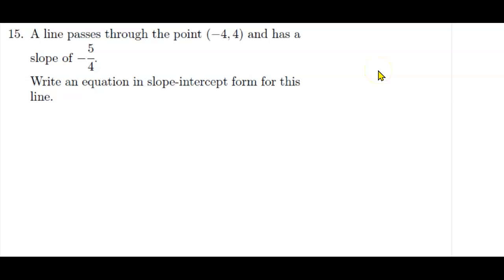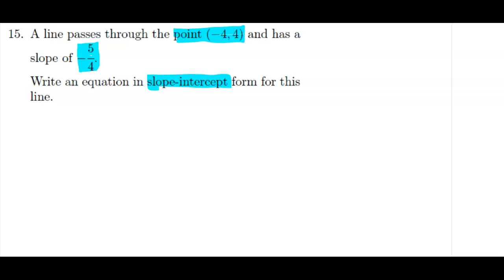Alright, question number 15. We want to figure out the equation of the line going through a point, which is minus 4, 4, and having a slope, which is equal to minus 5 over 4. Alright, so again, we always look to what are we given. Do not look at the question. The question is asking about the slope-intercept, which is irrelevant. Why? Because that's the end result, not what you are given.